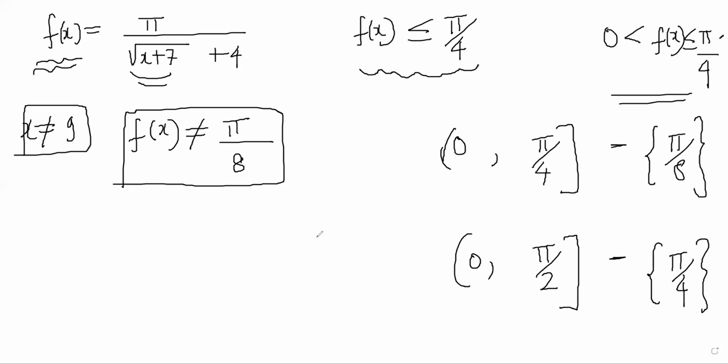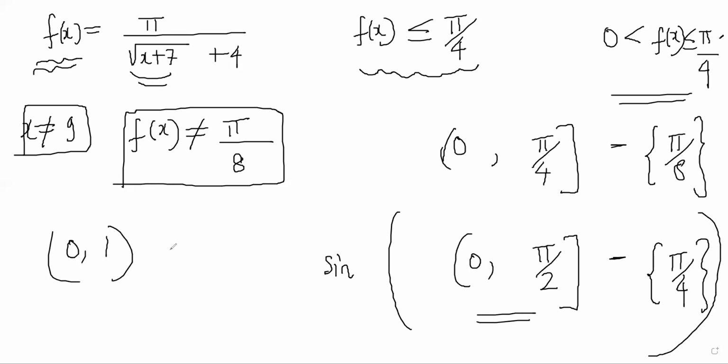Now that has been input to the sine function, this whole thing. So the output will be from 0 to 1 except 1 by root 2. It can include 1, it cannot include 0, and it cannot include 1 by root 2. So that is question number 4 in level 1 exercise of this.